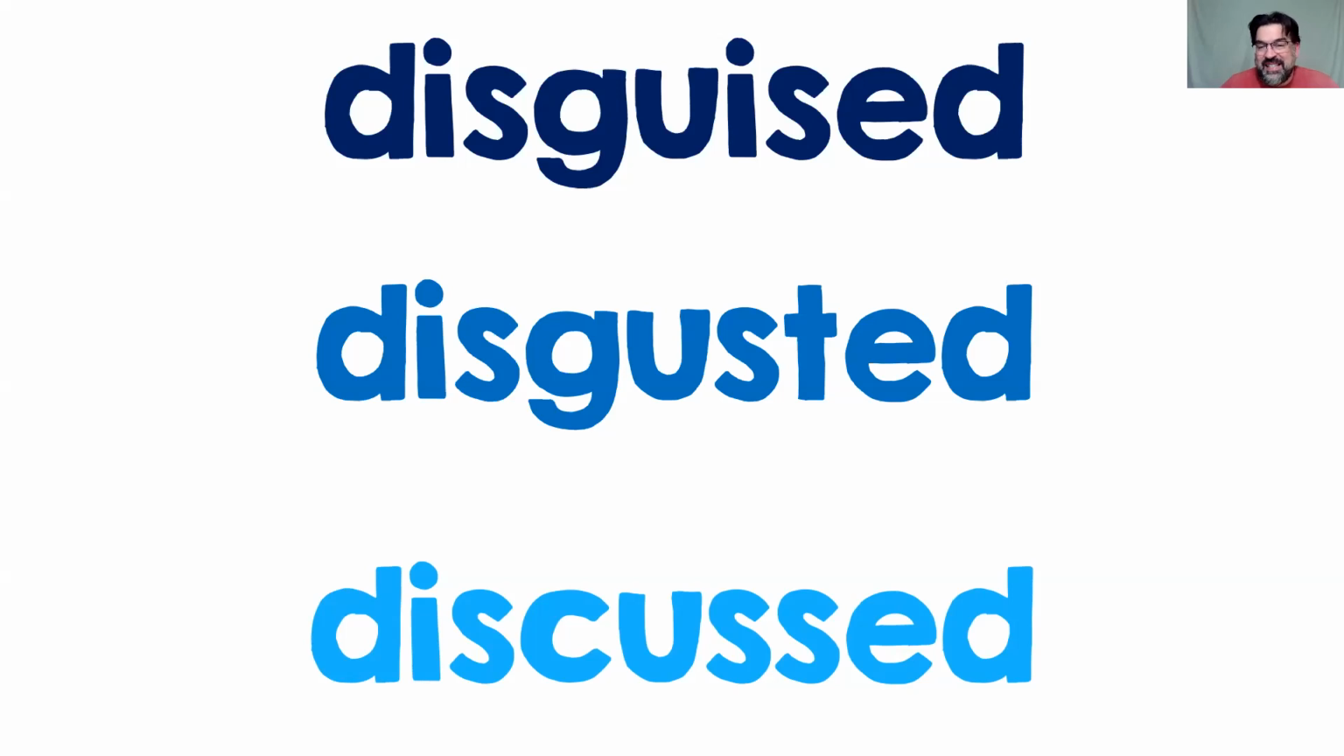The top word is this, disguised. In the middle is disgusted, and down below is disgust. Right? Let's take a close look and compare these words. I have a feeling you may have thought or even read one of them, disgusted or disgust, when you went to read the top word.